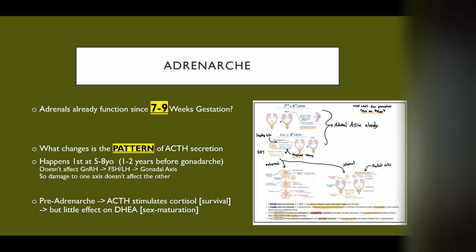It happens first at 5 to 8 years old, okay? So your adrenals happen first. They are separate from the gonadal axis, so damage to one axis does not affect the other axis. It happens 1 to 2 years before gonadal, okay? But it will not lead to gonadal maturation, okay? It will have different effects.